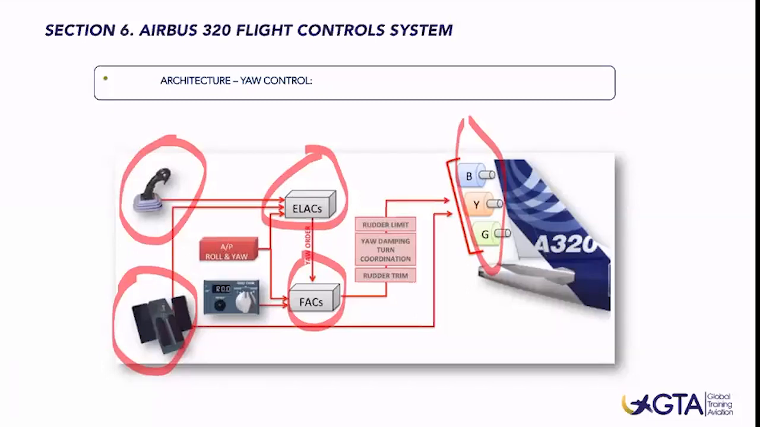Remember that on the A320, we usually use the rudder on the ground during ground operation, just to keep the aircraft centered on the runway center line during the takeoff. But in flight, we almost never use the rudder since we have this turn coordination and yaw damping. So on the A320, it's not necessary to use the rudder in flight, because the FAC1 and FAC2 computers will manage this yaw damping and turn coordination.